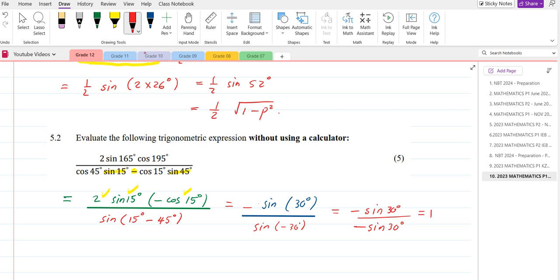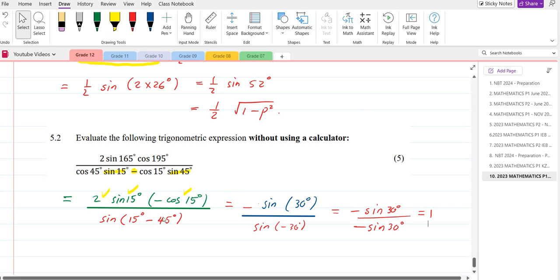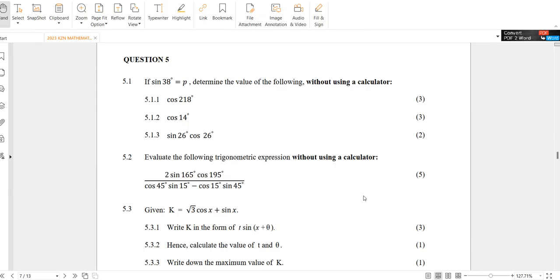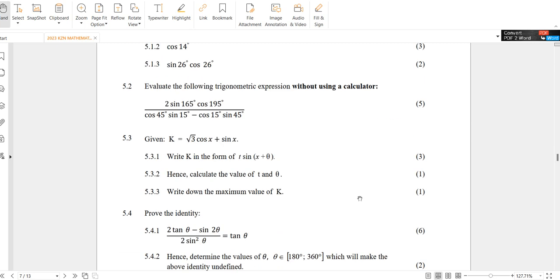So evaluate the following trigonometric expressions without using a calculator. So I didn't use a calculator, simplified everything. 2 sine 15 cos 15 is sine 30, 15 minus 45 is negative 30, and sine of negative angle is negative sine angle. Right, so all good. So the answer is 1. Moving on to the next problem.